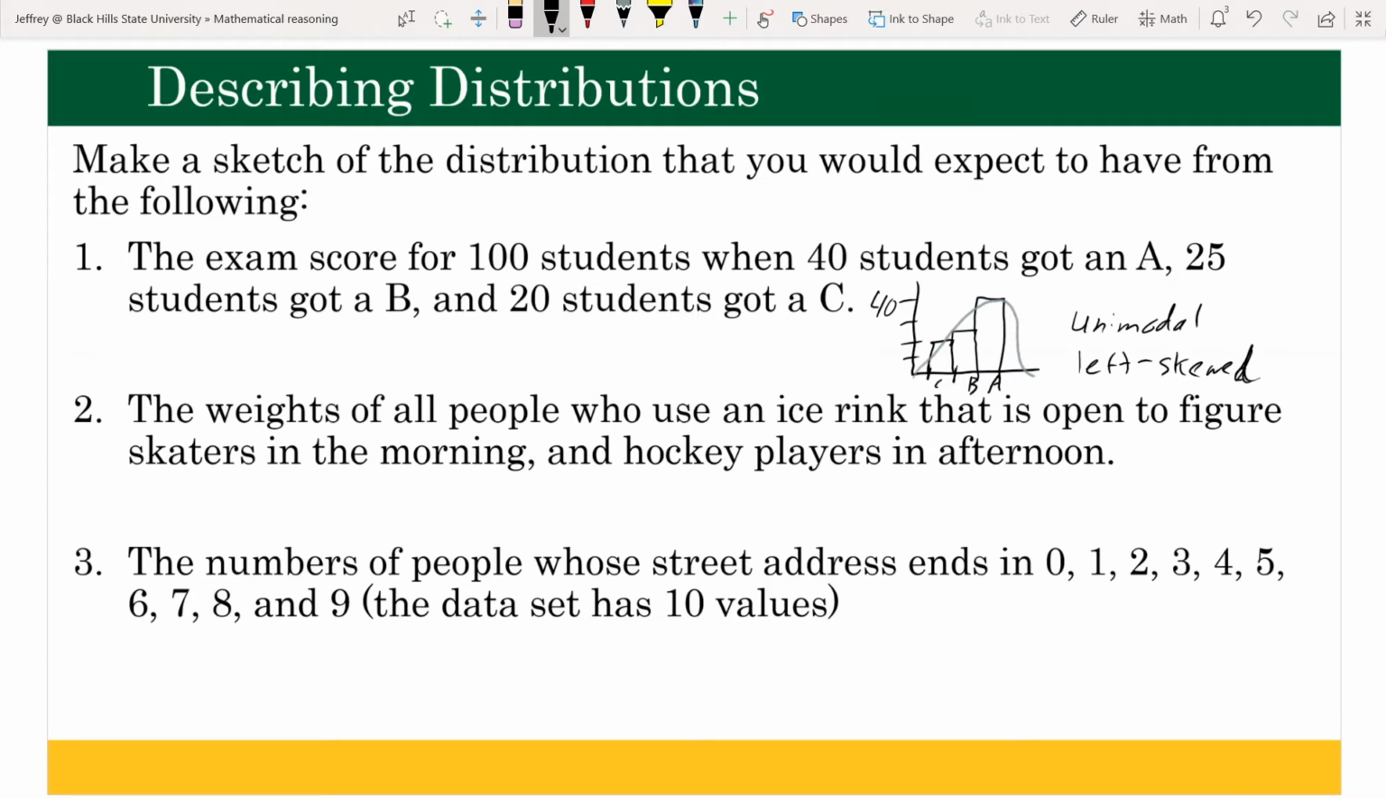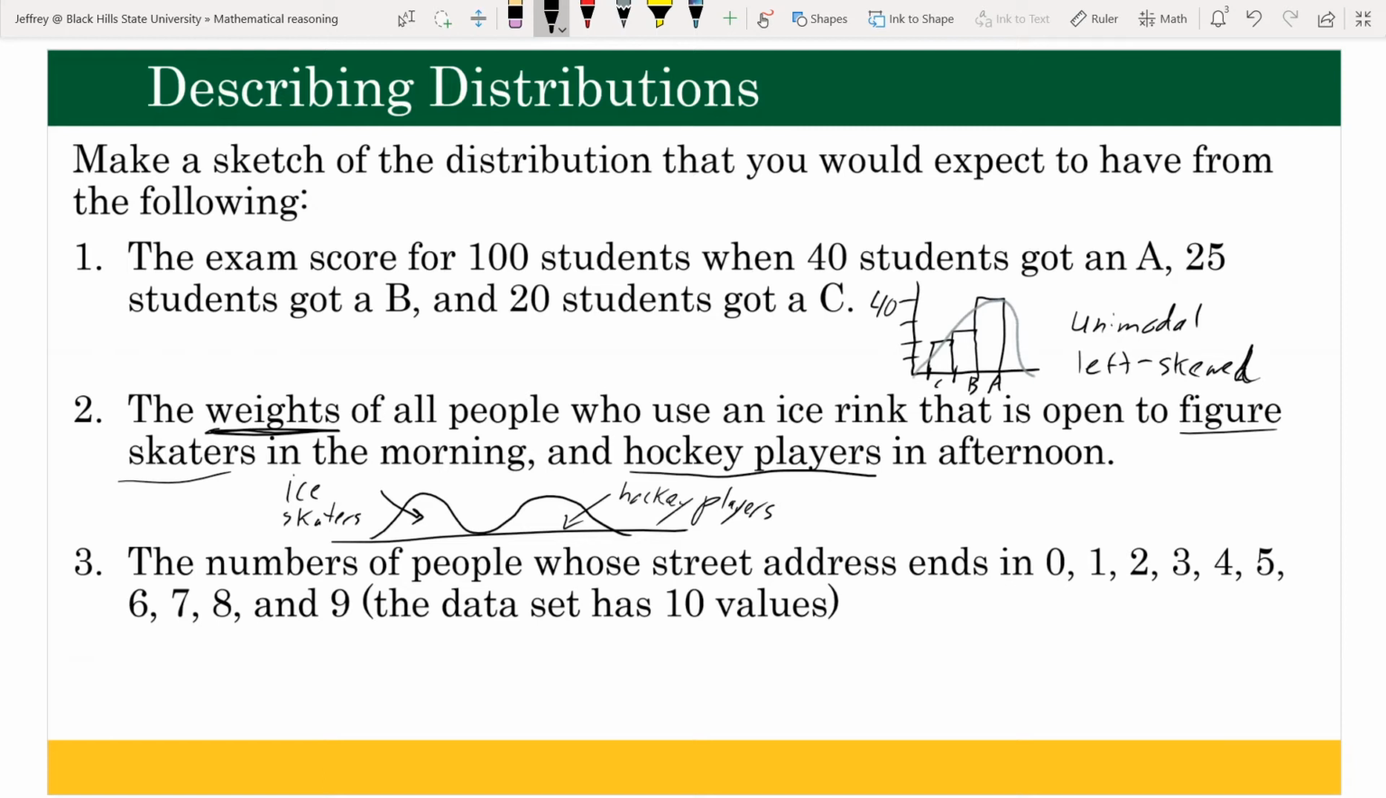In the next one, we have the weights of all people who use an ice rink that is open to figure skaters in the morning and hockey players in the afternoon. Now, we're looking at weights, and I noticed that we have two different types of people using this. We have figure skaters, who are in general lighter, and then hockey players, who are generally heavier. So this tells me that we're going to basically have two different curves. So we can basically say that these are your ice skaters, and then we have our hockey players.